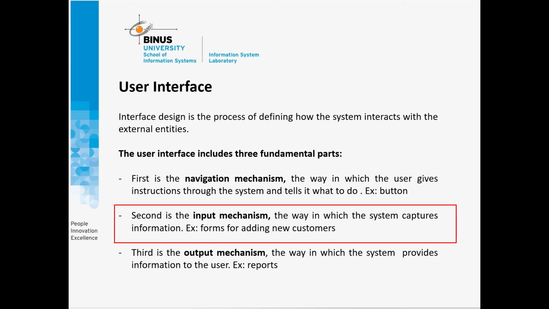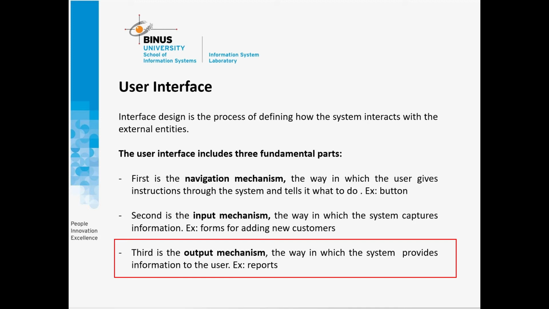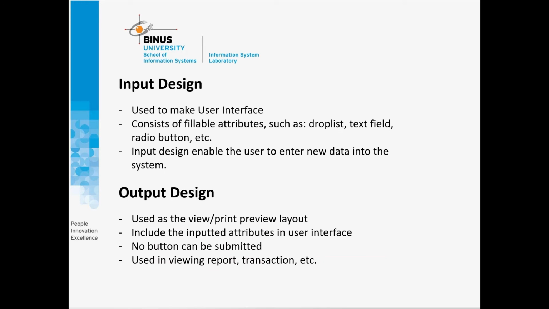Second is the input mechanism, the way in which the system captures information. Example, forms for adding new customers. Third is the output mechanism, the way in which the system provides information to the user. Example, reports. Input design is used to make the user interface.